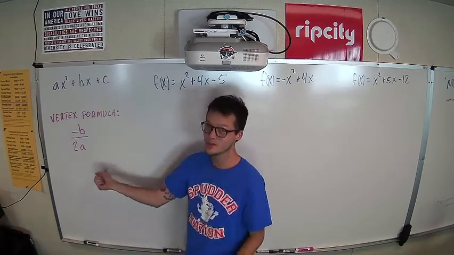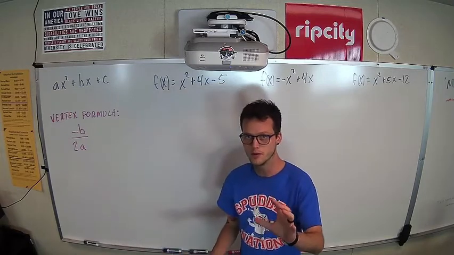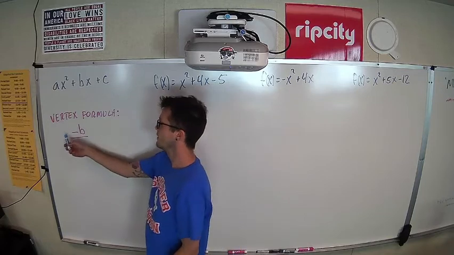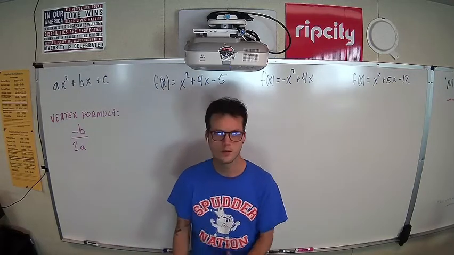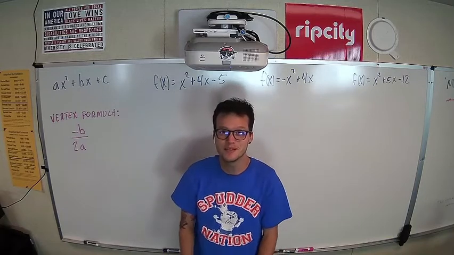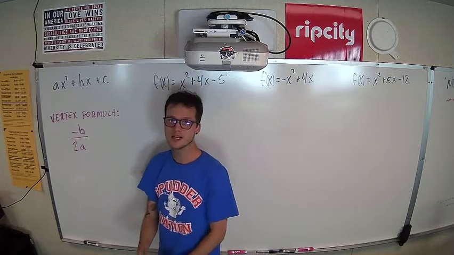Here's the formula. Make sure to have this written down. This is a big deal. The vertex formula helps us find the x value of the vertex. And we find that by just plugging in negative b over 2a. Well, what the heck does that mean? Where do we get the b? Where do we get the a? Depends on your quadratic. The b is always attached to the x. The a is always attached to the x squared.